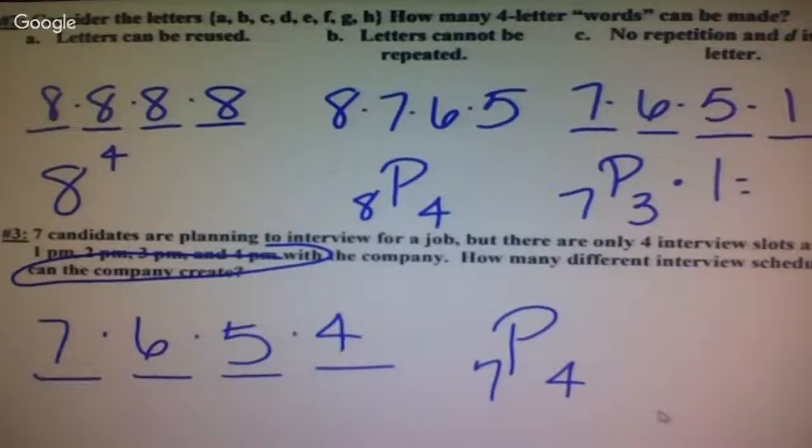For the number 2, you wrote out 7P3 times 1, then you put equals. You would just answer it. That's just the other way to write it. Ignore the equals.